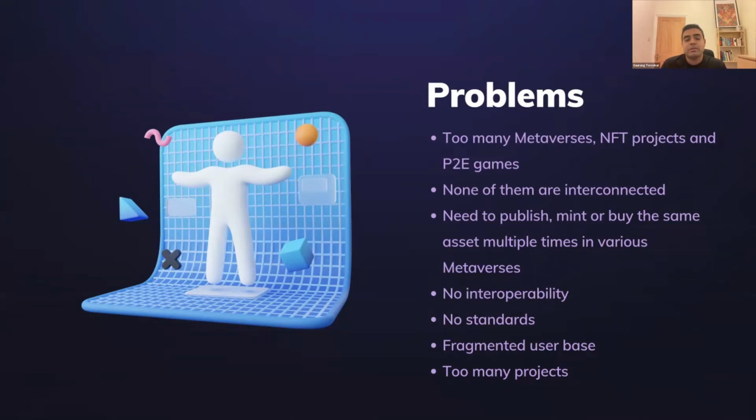Let's say you want to buy a digital asset, you need to publish and mint it on multiple marketplaces, and then buy it from multiple places. It's just too messy right now. There are just too many marketplaces, too many NFT projects out there. And also there are no standards for this interoperability. Some people have been trying to come up with standards, but those standards haven't been accepted. No one is really using those standards. Each of the games, each of the metaverses is trying to do their own thing. And that's why the user base is completely fragmented today.